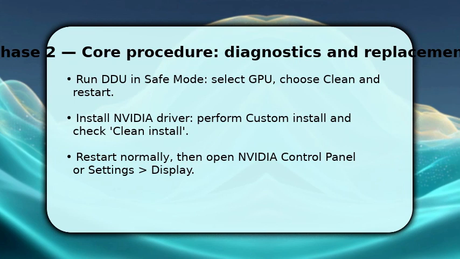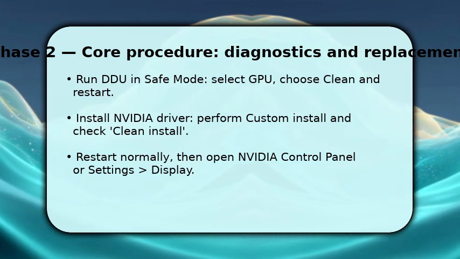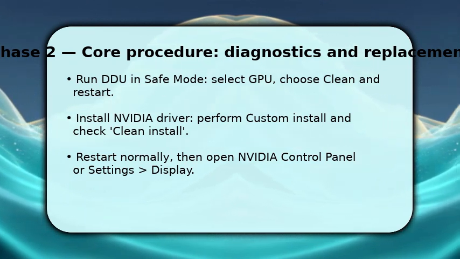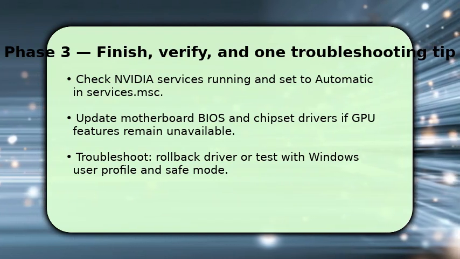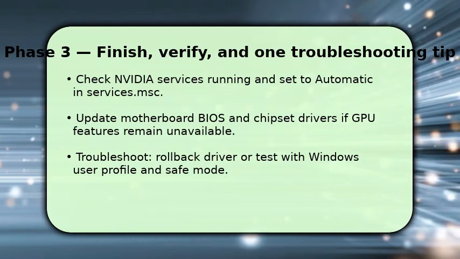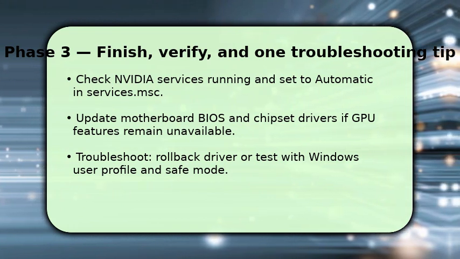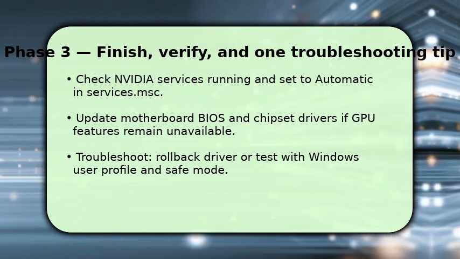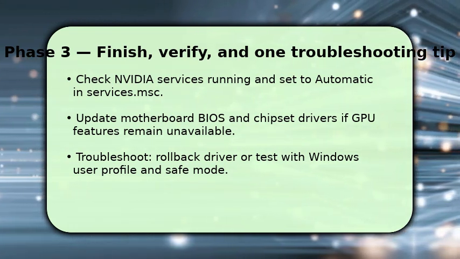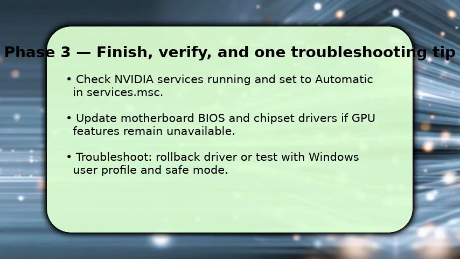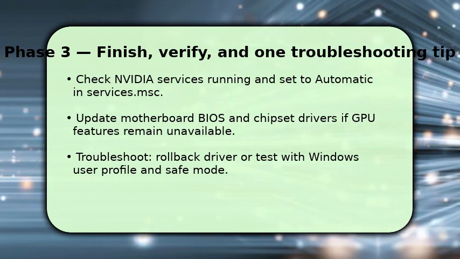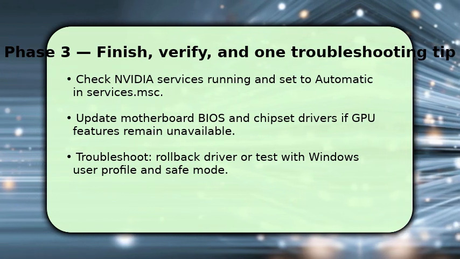Finish by confirming Nvidia services are running, open services.msc and set Nvidia Display Container LS and related services to automatic, then start them. Make sure Windows is up to date, and if needed, update your motherboard BIOS and chipset drivers because those can block display APIs. Reinstall the Nvidia Control Panel from Microsoft Store if missing.